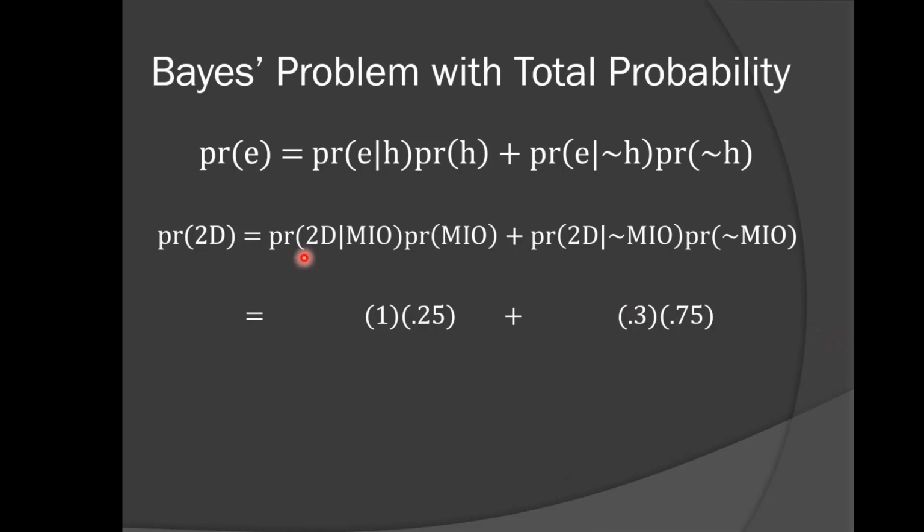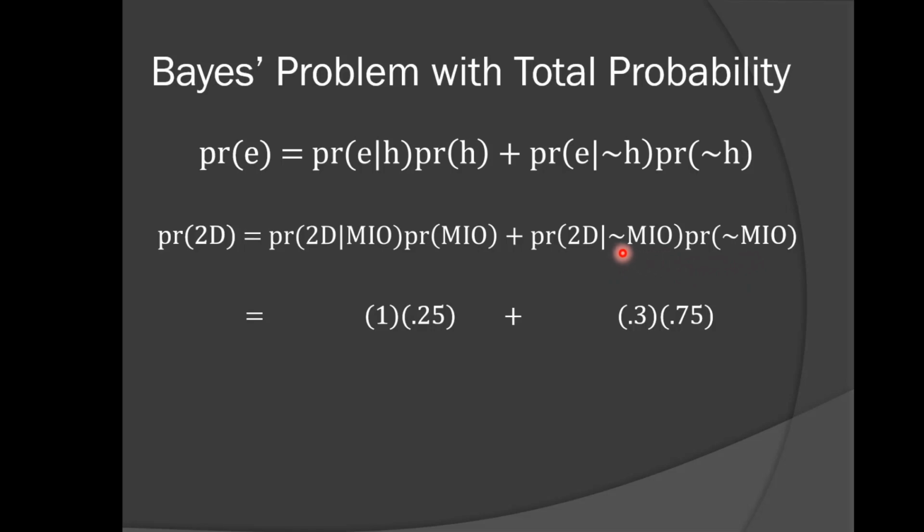So the first two terms after the equal sign are already available to us. We already said that the prior probability that a Karma 7000 series is made in Ohio was 25%. And we already said that the probability that a car is a two-door, given that it was made in Ohio, is 100%. We need to examine then the other two terms that involve the car not being made in Ohio.